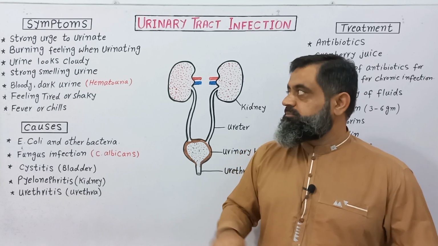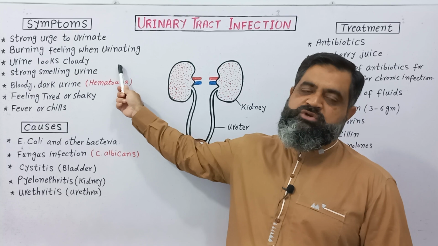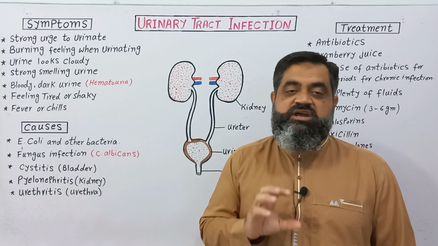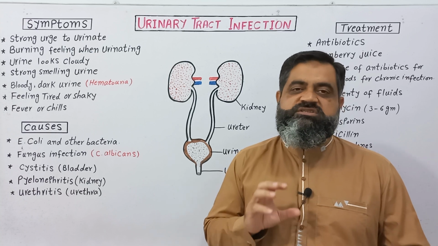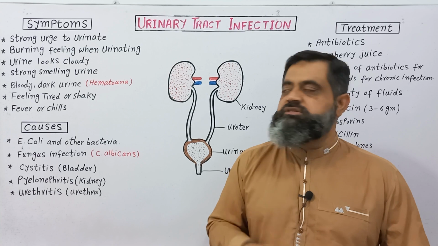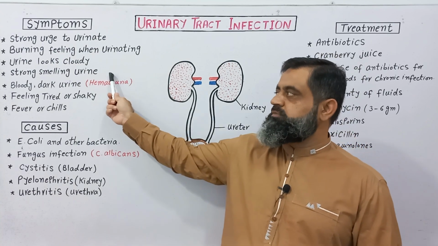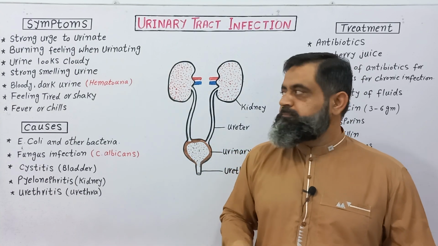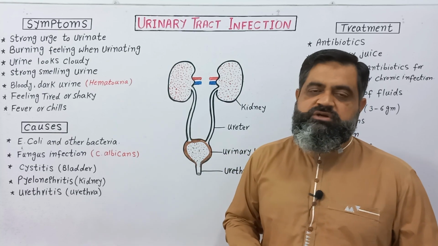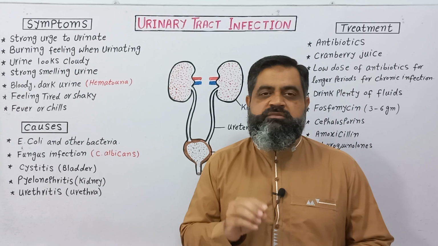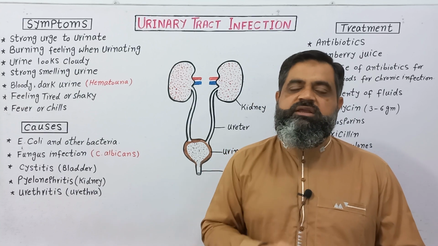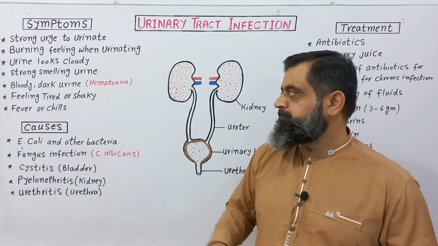and it is very uncomfortable. If you look at the urine, sometimes it looks cloudy, which is the sign of pus in the urine, which is a sign of a severe infection in urethra, urinary bladder or kidneys. Sometimes urine smells very bad. Bloody or dark urine, which is also known as hematuria. In this condition, there will be small or large amount of blood in the urine.